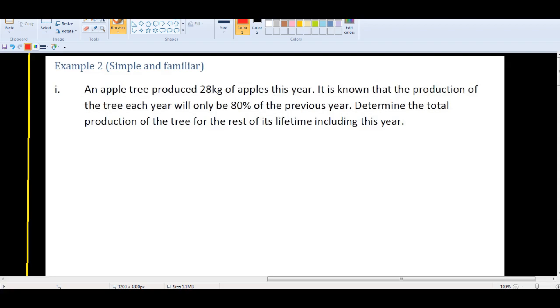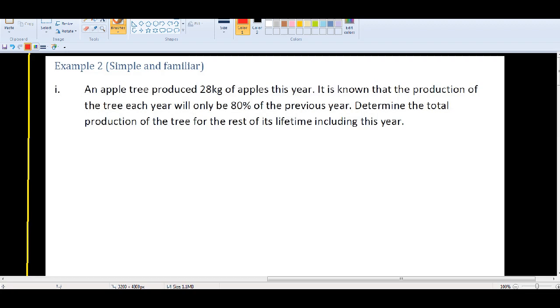An apple tree produced 28 kilograms of apples this year. It's known that the production of the tree each year will only be 80% of the previous year. Determine the total production of the tree for the rest of its lifetime, including this year. Okay, so you need to calculate the total weight of apples this tree can grow.